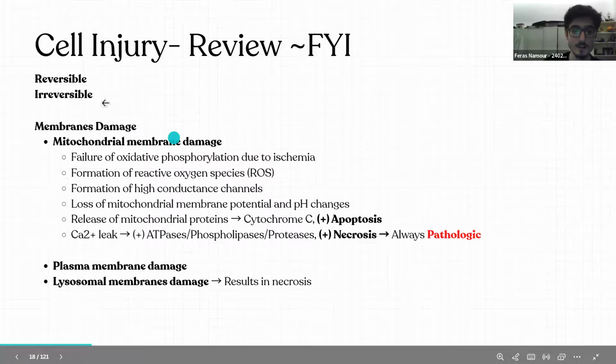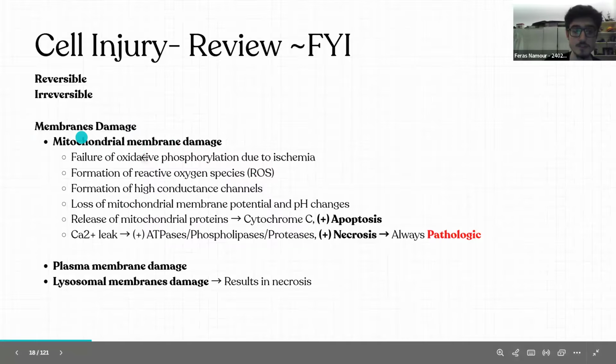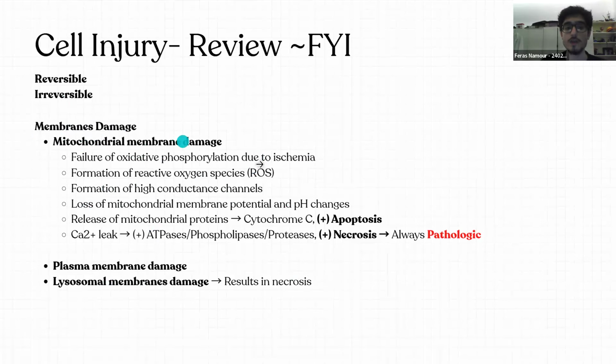Now, what is of concern here is membrane damage. And we have three possible membranes that can get damaged. If my mitochondrial membrane gets damaged, I'm going to have failure of oxidative phosphorylation. Now, usually this is due to ischemia. I'm going to increase the formation of reactive oxygen species. More high conductance channels will happen. This will disrupt my membrane even further. I'm going to lose the membrane potential and have pH changes. I'm going to have an acidic environment. This is going to disrupt it further.